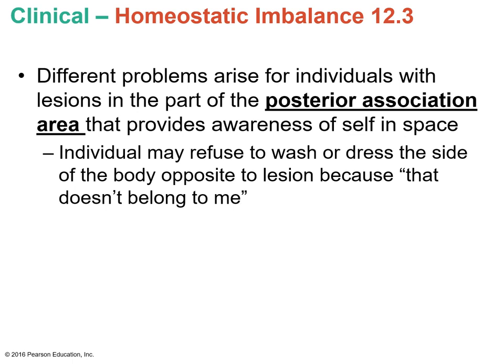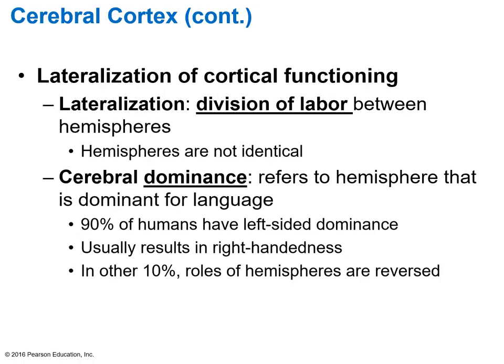If there is damage in the posterior association area, you may have problems knowing your sense of self in space. In other words, it might be where an individual, say a guy, might be shaving on the right side of his face, but not on the left, because he doesn't associate the left side of his face. Like, that's not part of me anymore. There's this dissociation that has occurred.